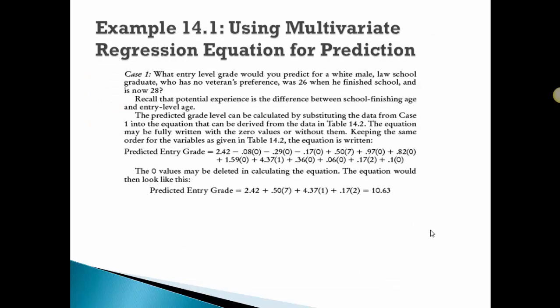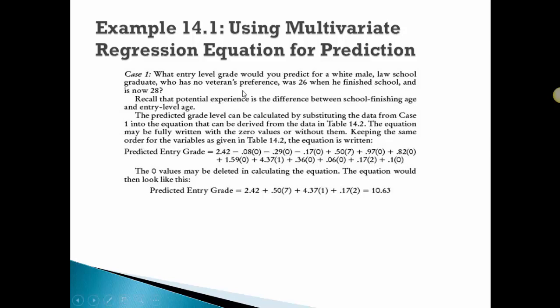So what grade level would you predict for a white male, law school graduate, no veterans preference, 26 when he finished school and he's now 28? The definition of potential experience is the difference between school finishing age and entry level age. So he would have 2 for that particular variable.